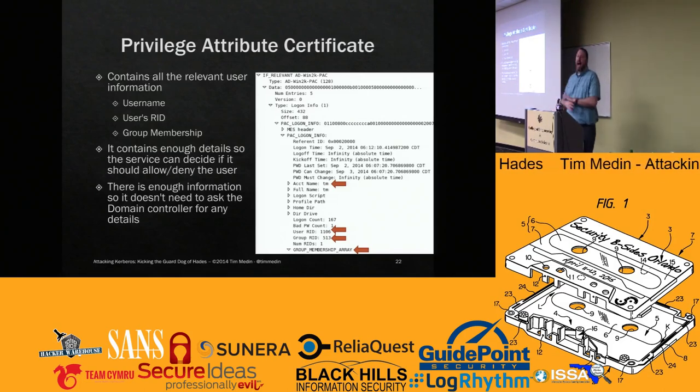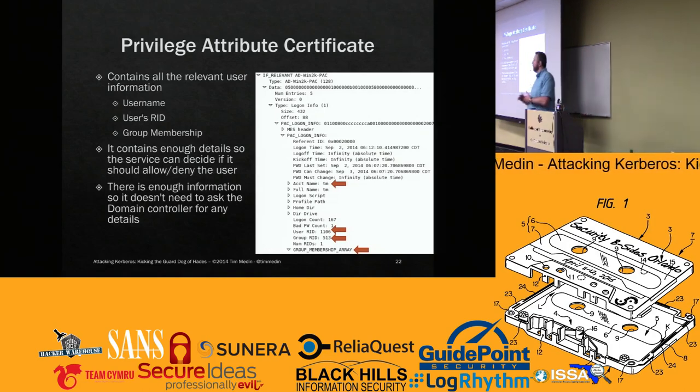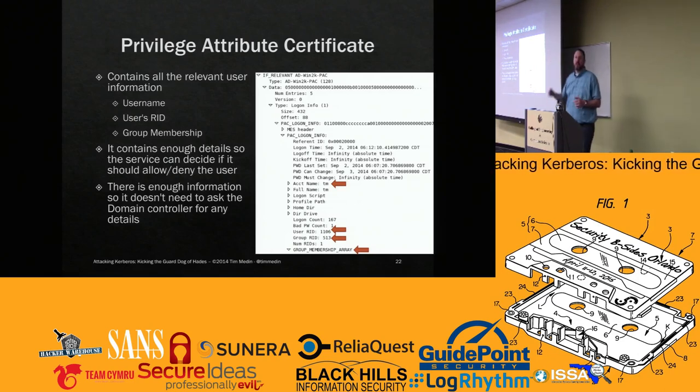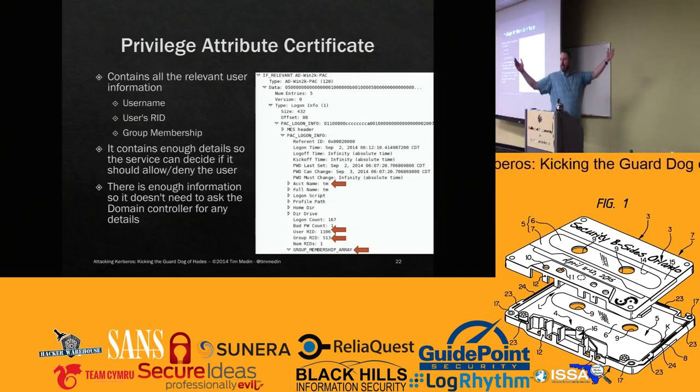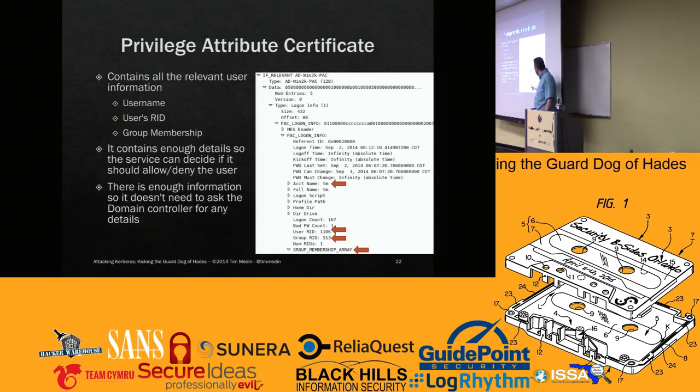So how does, I send my ticket to the remote box. The remote box makes the decision whether it should let me in or not. Right? How does it make that decision? It does it with the privilege attribute certificate, or the PAC, we call it. The PAC contains all sorts of information about me. It contains my username. It contains my RID, so I can see my user RID. That's the big long SID, security identifier. The RID is the relative identifier, that last little piece at the end. It maps to my user account. It also tells me the groups I'm a member of.